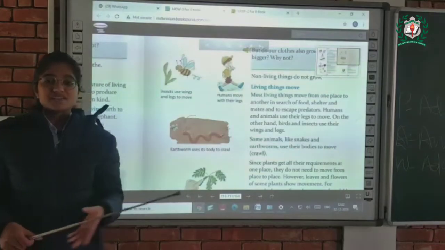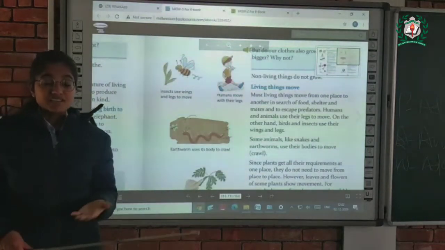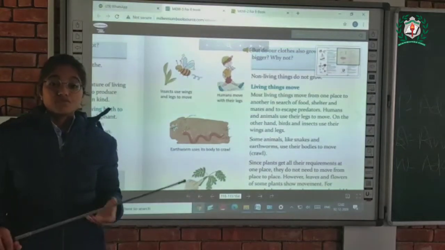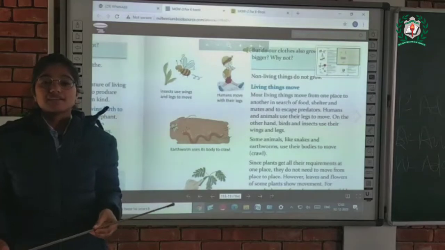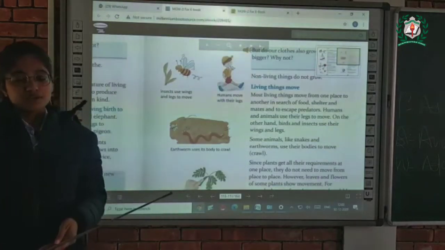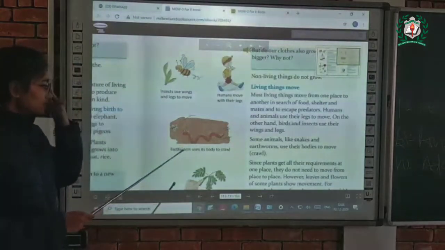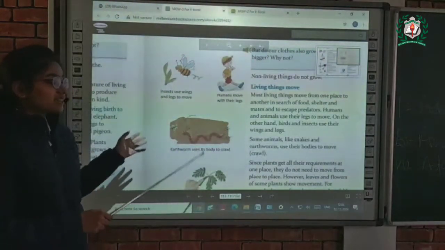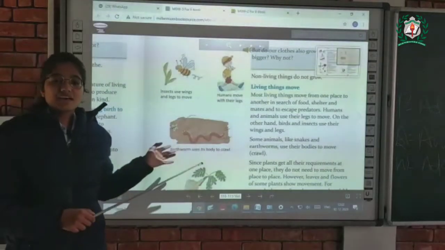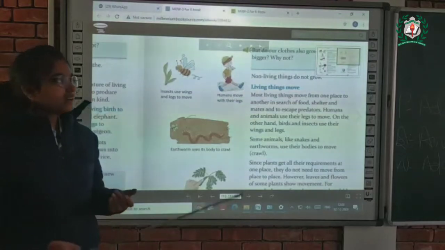So human beings move by the legs, same as the birds, they move with the help of their wings. Some insects move with the help of their legs also. But some animals like snakes do not have legs, so that is why a snake crawls. It doesn't have legs, that is why it crawls and moves from one place to another place.